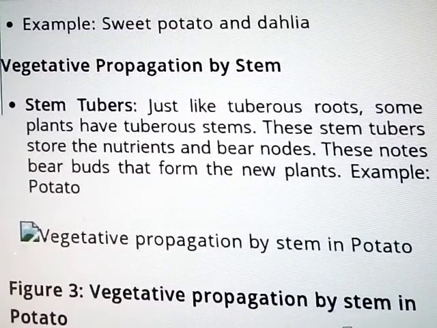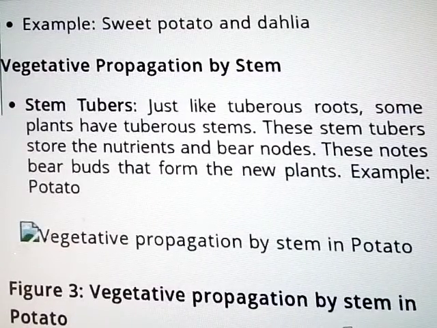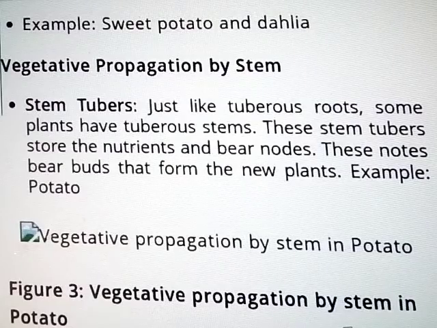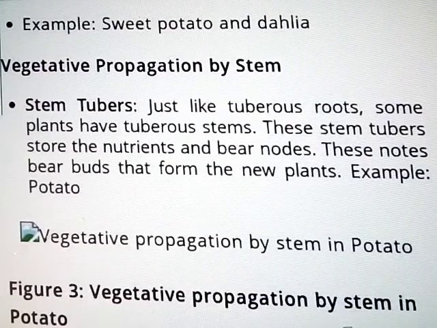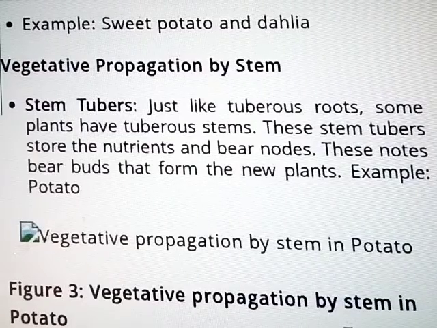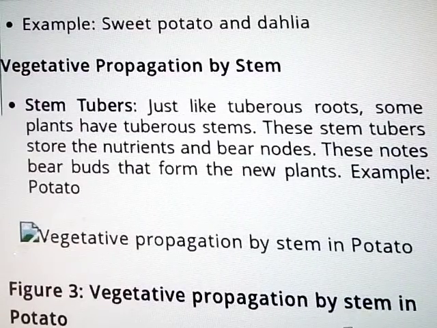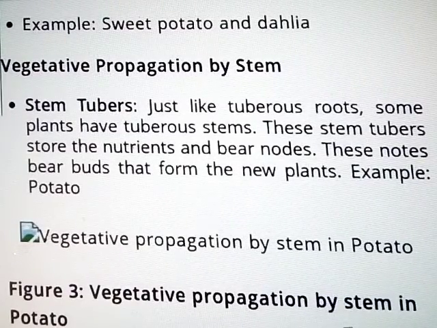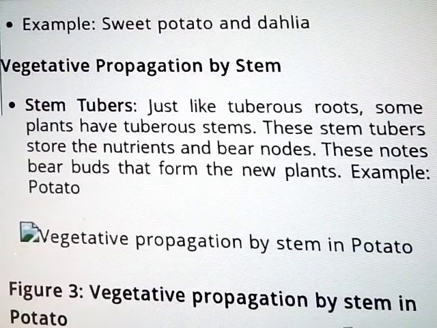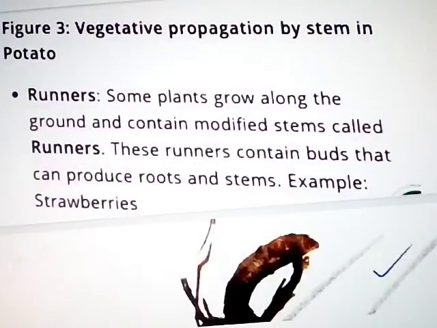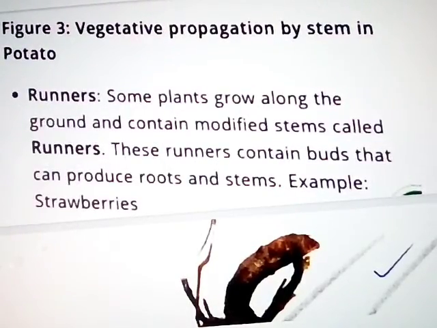Vegetative propagation by stem. Stem tubers. Just like tuberous roots, some plants have tuberous stems. These stem tubers store the nutrients and bear nodes. These nodes bear buds that form the new plants. Example: potato. Vegetative propagation by stem in potato.